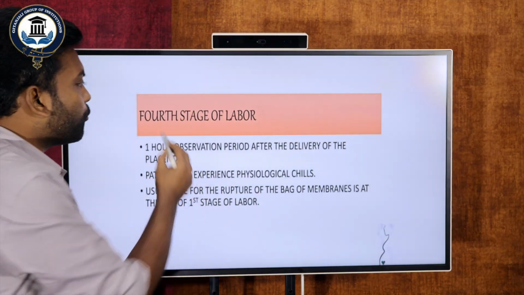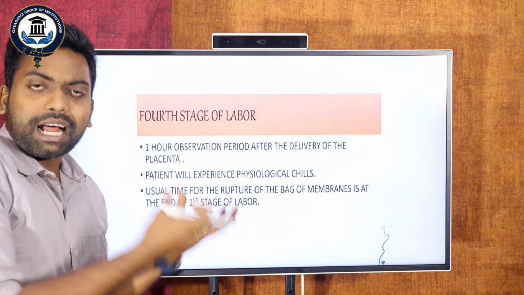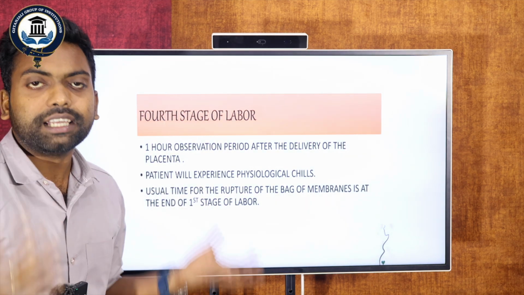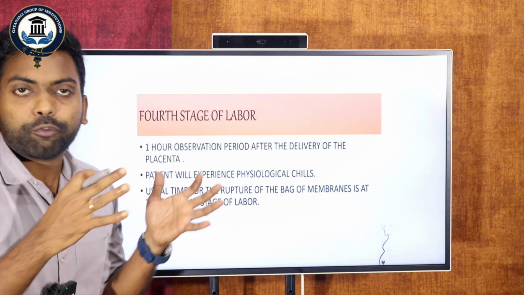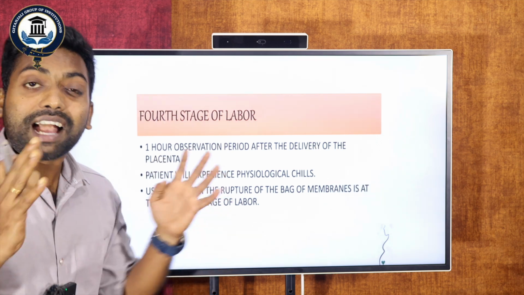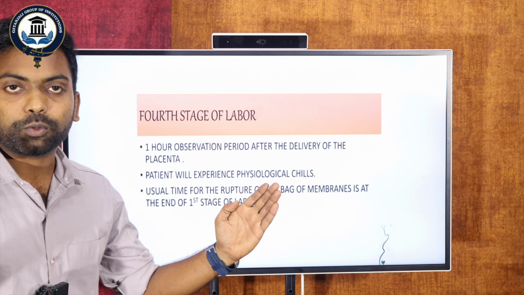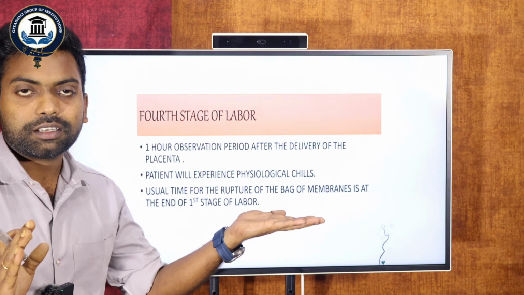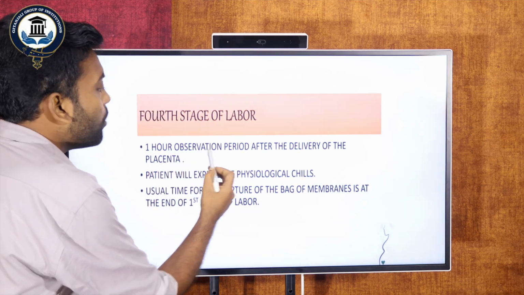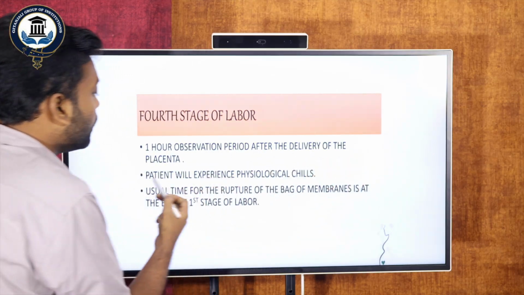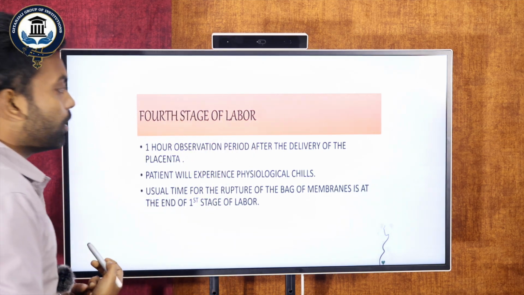Let us see the fourth stage of labor. My dear students, once the baby is expelled and the placenta is expelled, what must we do? That is the fourth stage of labor. What happens in the fourth stage of labor? Nothing but complete observation of the mother as well as the baby. What is the vital status? What is the position of the baby? It is 1 hour of complete observation after the delivery. That is called the fourth stage of labor.